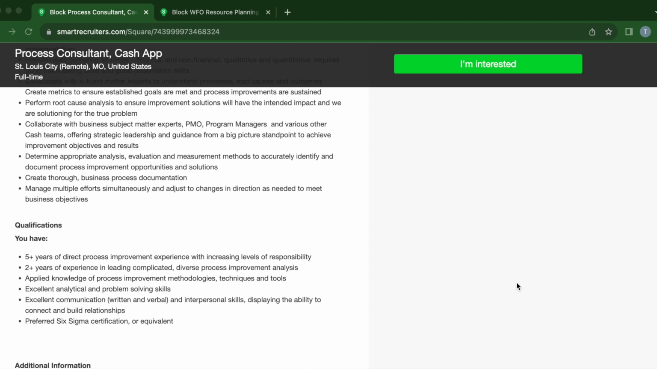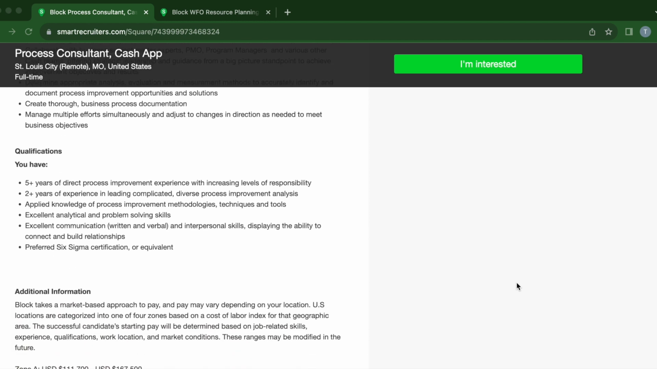Some of the qualifications they would like you to have are 5+ years of direct process improvement experience with increasing levels of responsibility, 2 years of experience leading complicated, diverse process improvement analysis, and applied knowledge of process improvement methodologies, techniques, and tools. Also, excellent analytical and problem-solving skills, excellent communication skills, verbal and written, interpersonal skills, and displaying the ability to connect and build relationships. Six Sigma certification or equivalent is preferred.